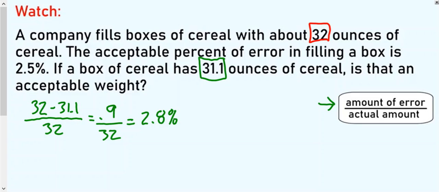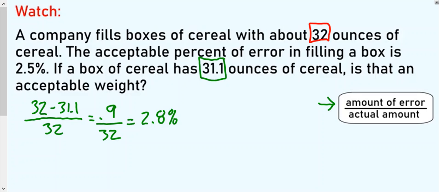Okay, and a little bit of context for this question. When a company is filling boxes of cereal, they only allow a certain percentage of error, so that helps them not lose money if they're either filling a box with too much cereal or not enough. Then that will cause problems for the consumer, and they don't want to do that.